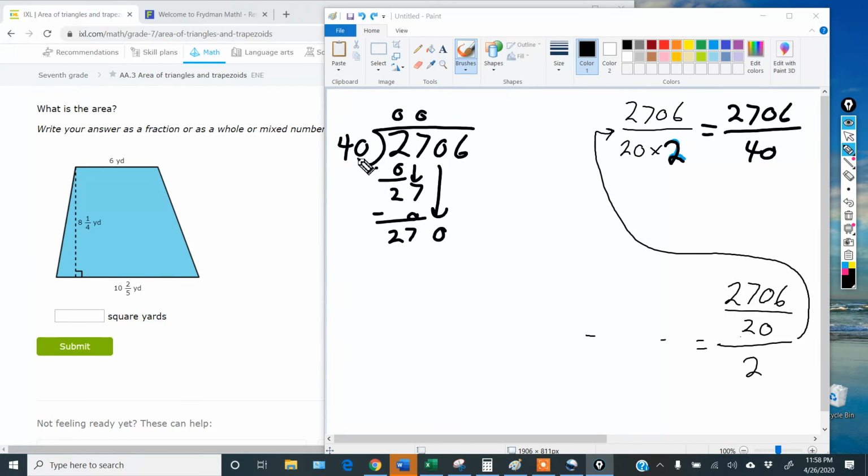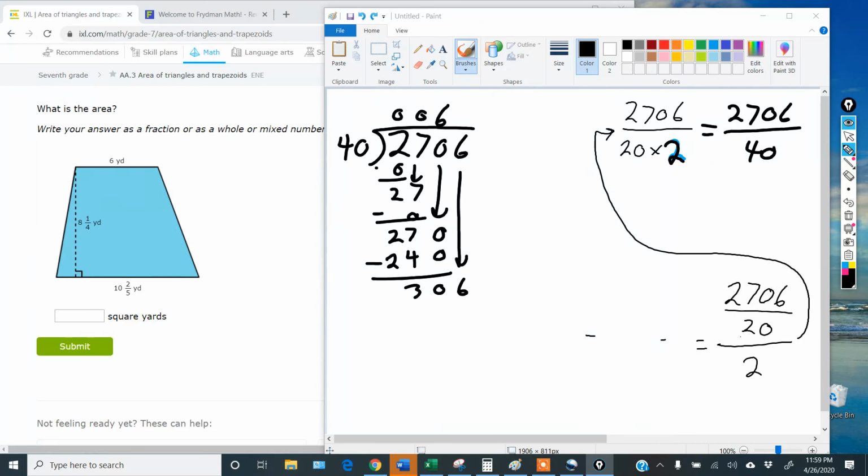And you can ask yourself, how many times does 4 go into 27? Well, let's see. 4 times 6 would be 24. 4 times 7 would be 28. That's too much, so 6 is the most. So 40 goes into 270 also 6 times. That's going to give us 240. Then we subtract, we get 30 here, bring down the 6.